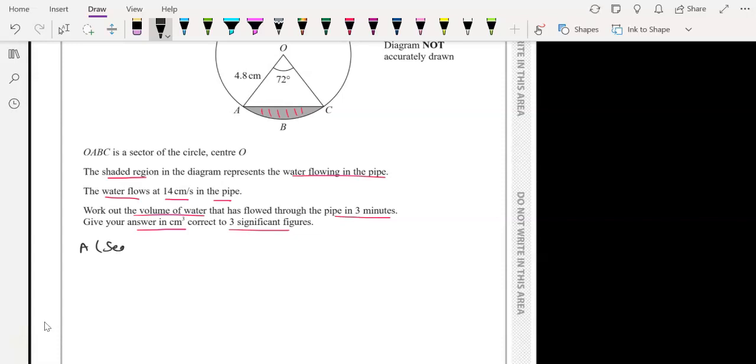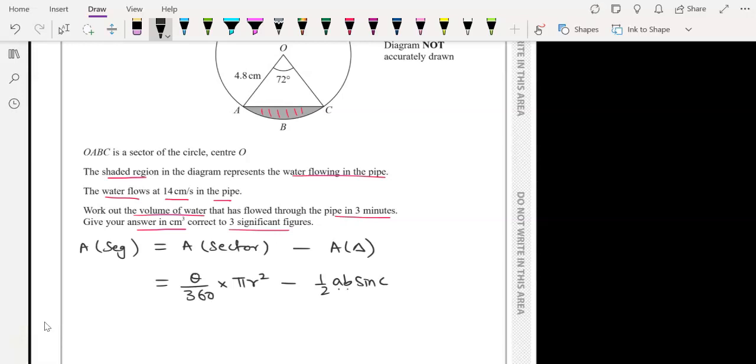So area of the segment is area of sector minus area of triangle. Area of sector, the formula is theta by 360 times pi r square, and area of triangle is half AB sine C, that is half into product of two sides multiplied by sine of the included angle. Now let's substitute the value. Theta in the diagram is 72 over 360 times pi, radius is 4.8, so square, minus half, the two sides are 4.8 and 4.8, and the angle between them is 72 degrees.